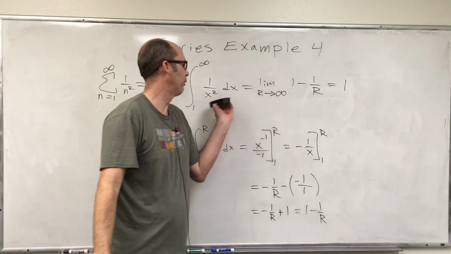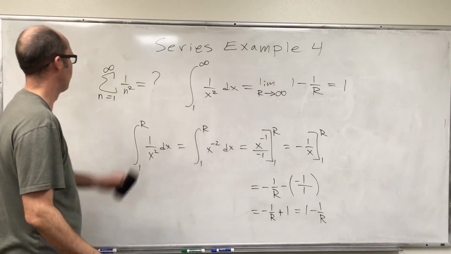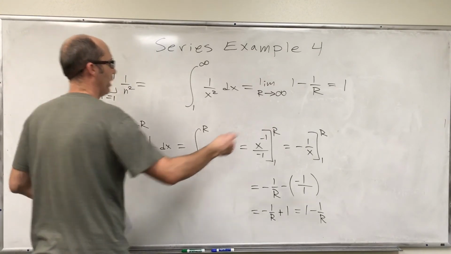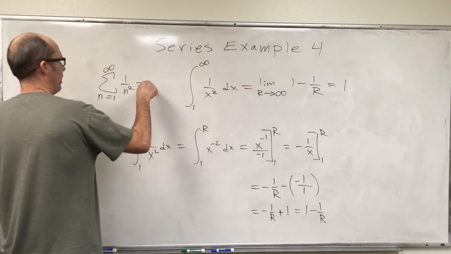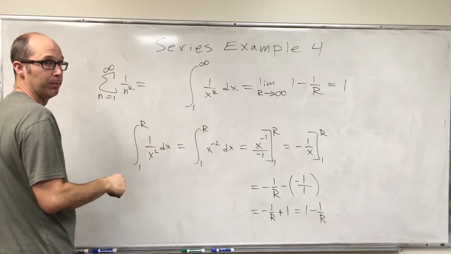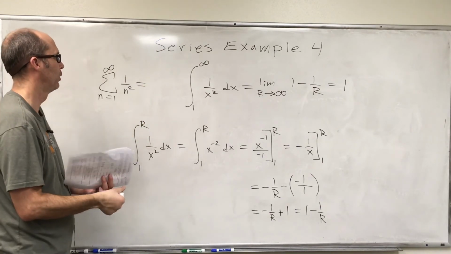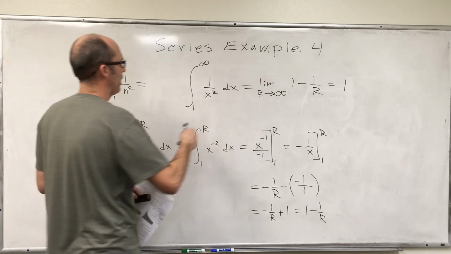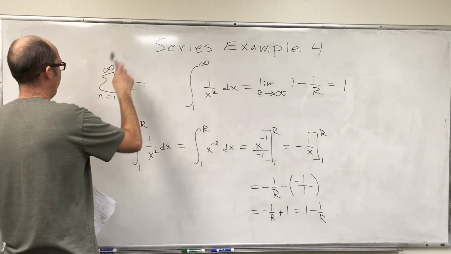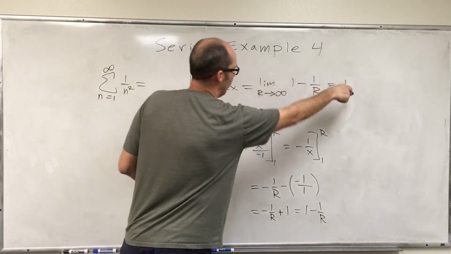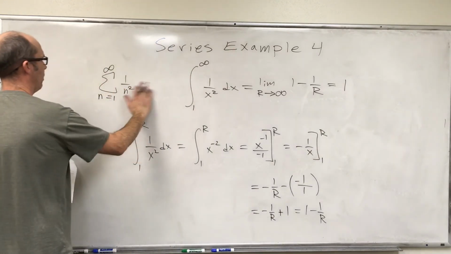All right, so this converges. Now we can't say necessarily that because this is a 1 here, that this thing converges to 1. We don't know that. We do not know that. All we can say is if this converges, then that converges. This converges to 1, so we know this guy converges.